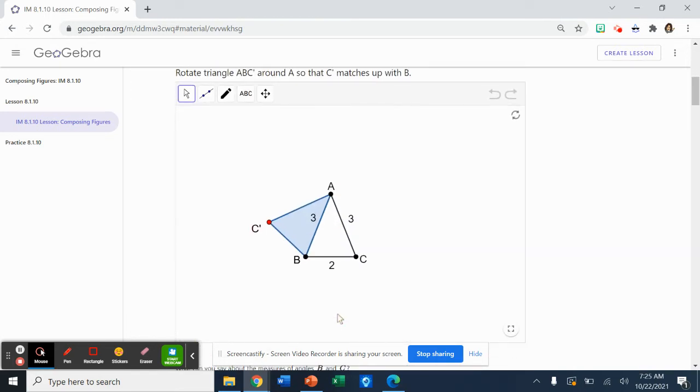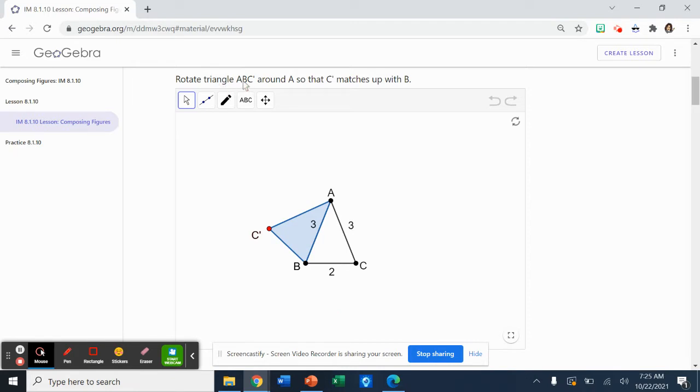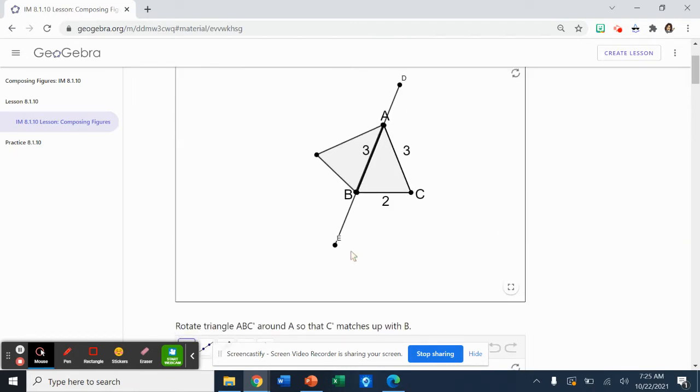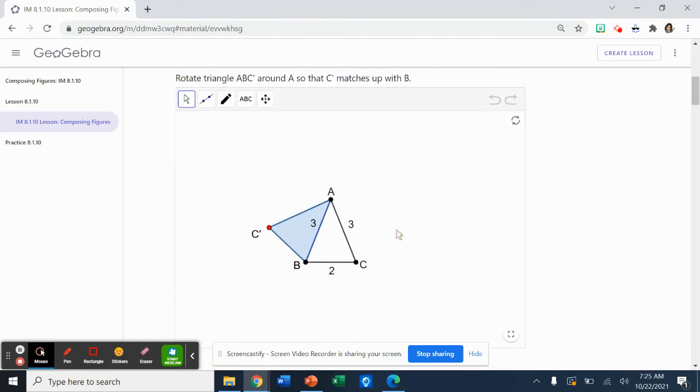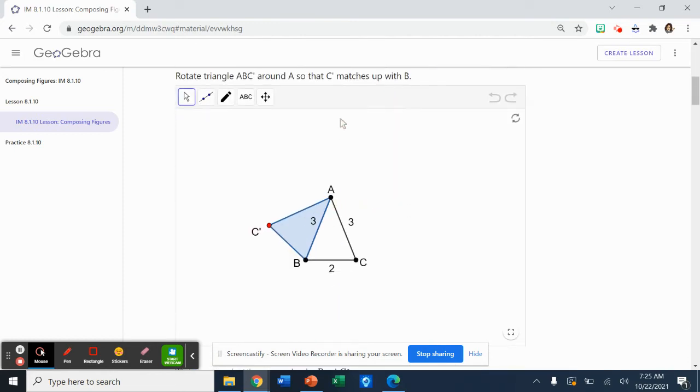And in the second question, it wants you to rotate triangle ABC prime. So that's the new triangle that you created. They put it for you here, and we also just did it here, around A so that C prime matches up with B. So we're rotating ABC prime around A so that C prime will match up with B.